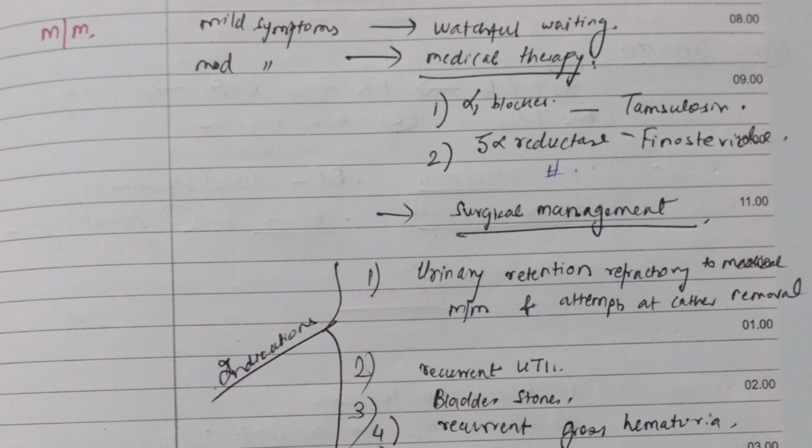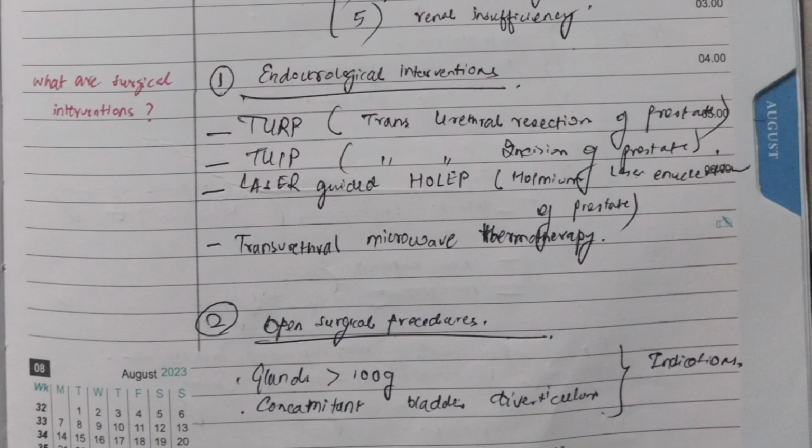And in surgical management, when do you do the surgical management? That is important. One, when the medical management fails. Second, when you have recurrent UTIs, when there is a bladder stone, when there is recurrent gross hematuria, when there is a renal insufficiency, and there has been several attempts of catheter removal. What are the surgical options? There are two surgical options. One is the endourological interventions, and the second one is open surgical procedures.